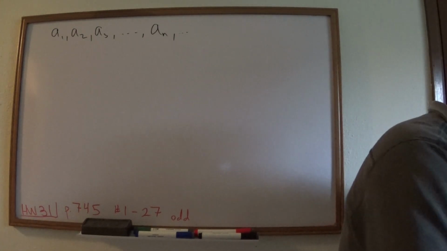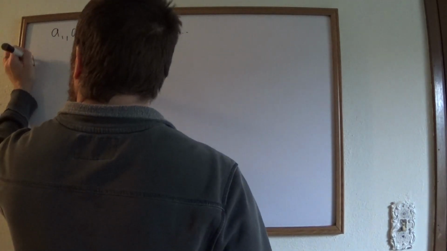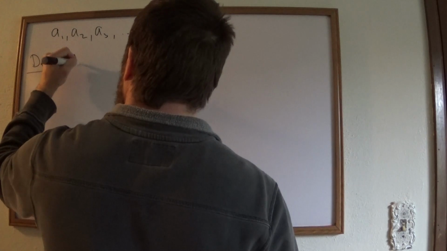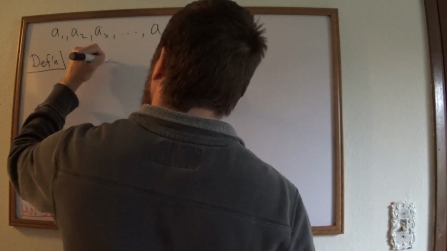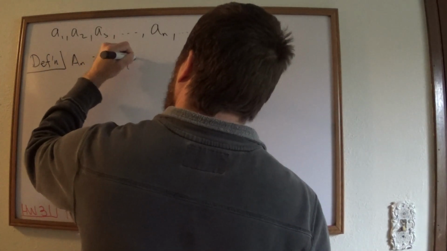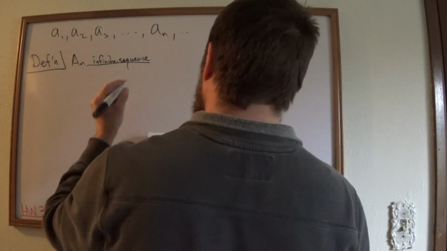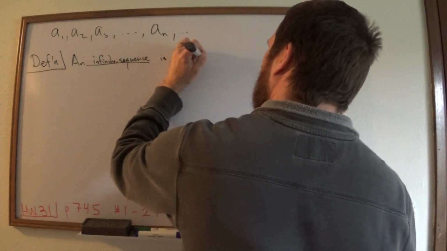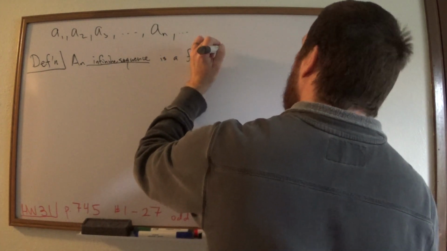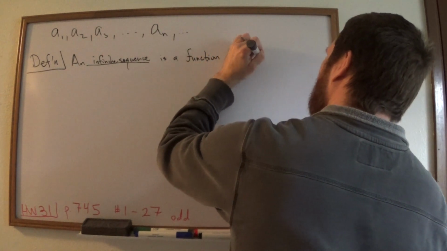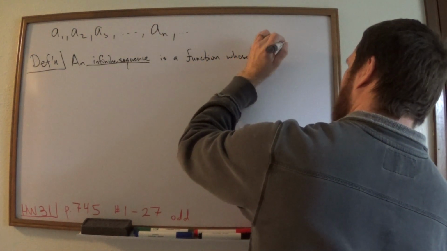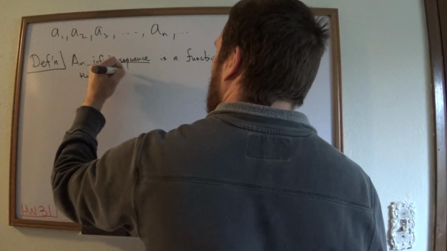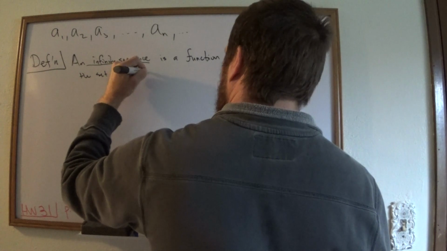And so here's a definition. Here we go. Now you need to put your listening ears back on, because all this stuff you're responsible for. An infinite sequence is a function whose domain is the set of positive integers.